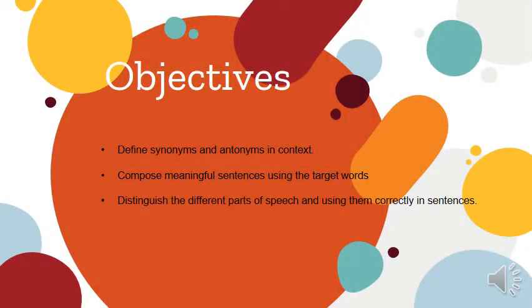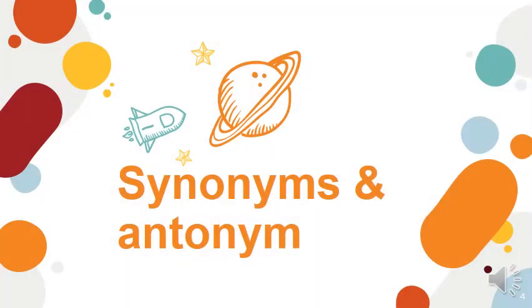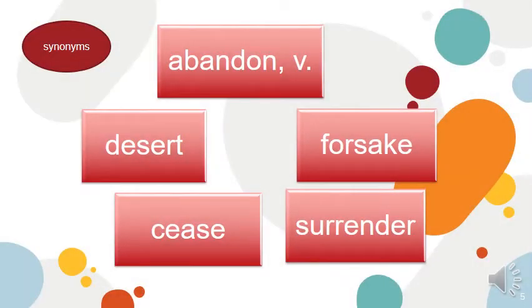By the end of this lesson, you should be able to define the synonyms and the antonyms in the context. So let's start with the first word, abandon, and abandon is a verb, and these are the synonyms.